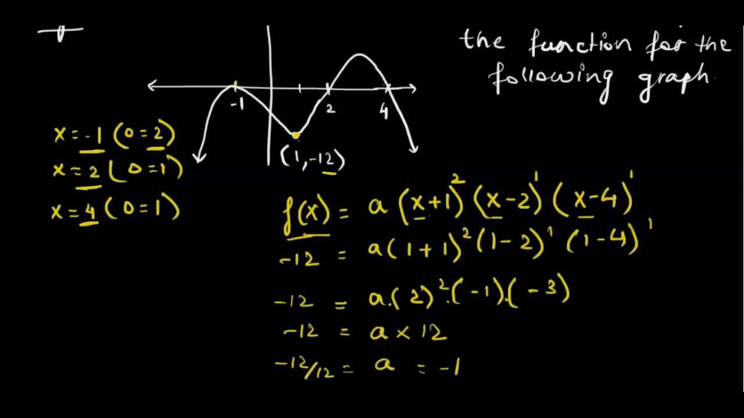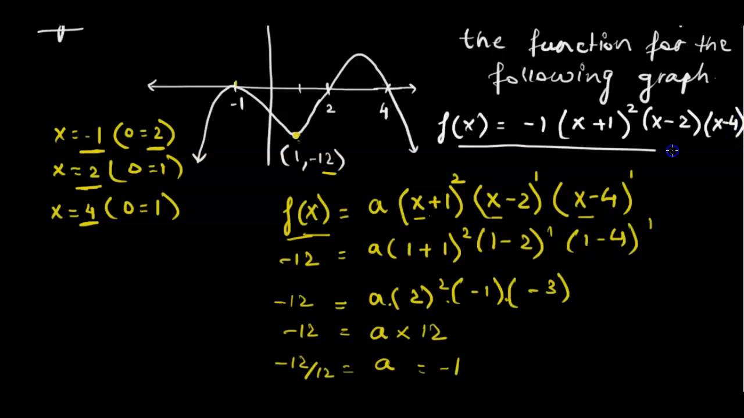Therefore, the final answer is going to be f(x) is equal to -1 (x + 1)^2 (x - 2)(x - 4). And this is our final equation for this particular question.